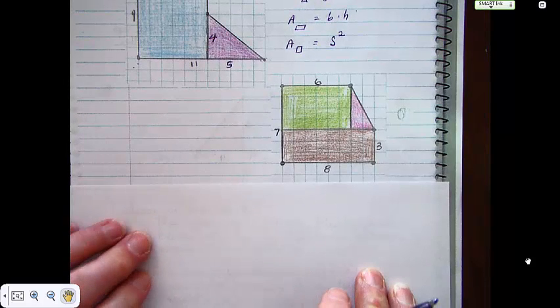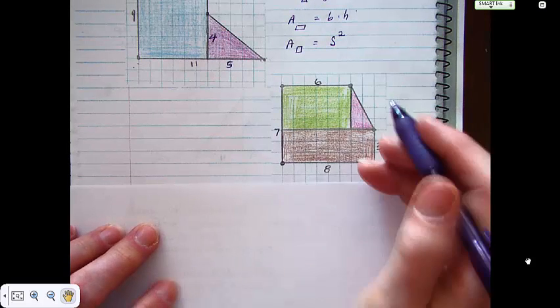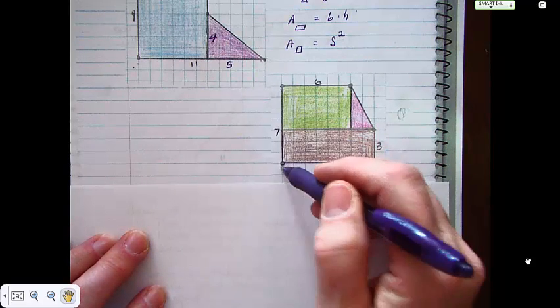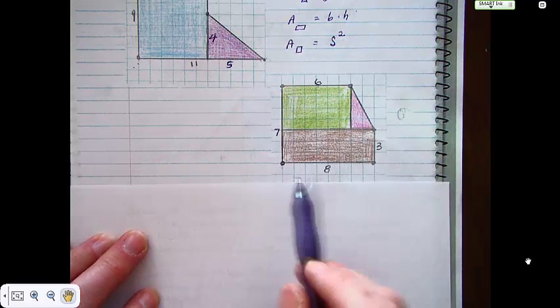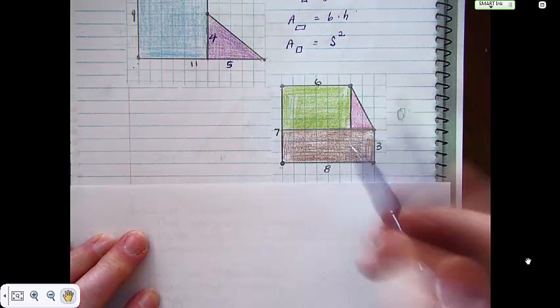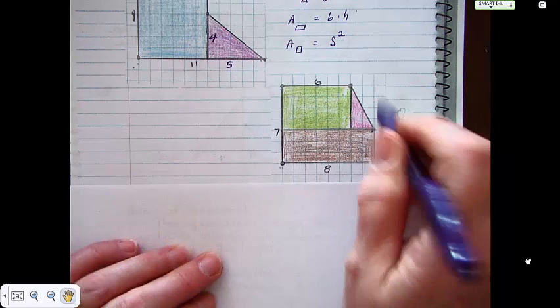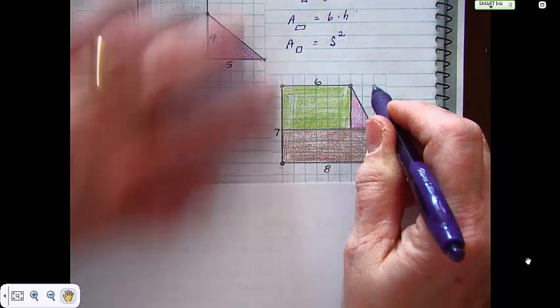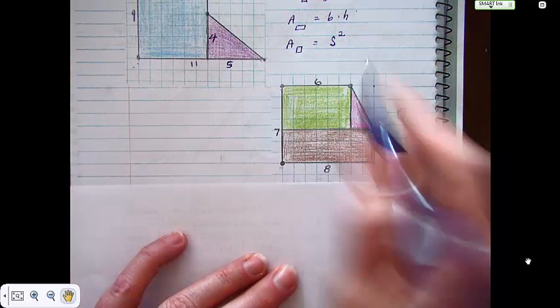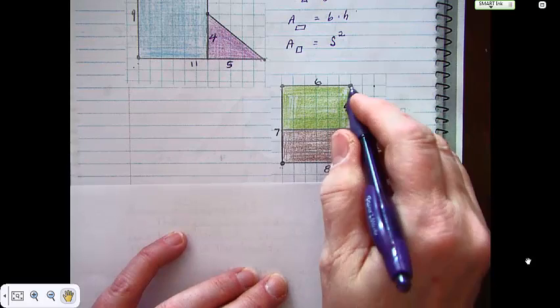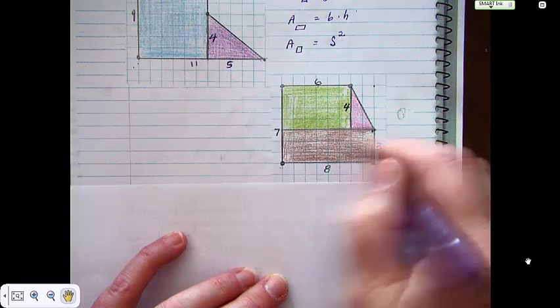Okay, let's look at this one. Another combination of rectangles and a triangle. Okay, now we have length here. Total length is 7. From here to here is 8. From here to here is 3. Now, going from here to here, we know this whole thing is 7, this is 3, makes this 4 from here to here. 4 and 3 make 7.